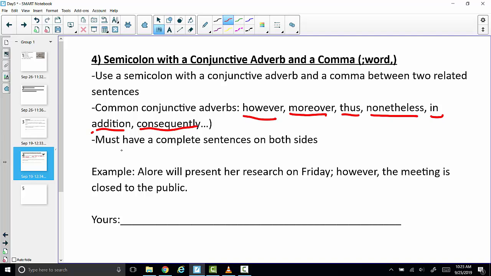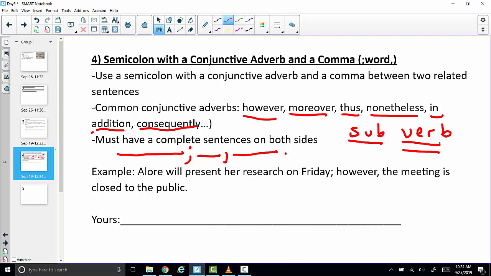So the format of that is going to be complete sentence, semicolon, fancy word, comma, another complete sentence, and a period. And as a reminder, you need a subject, which we're going to identify with one line, and a verb, which we're going to identify with two on both sides. So let's take a look at the example sentence I have.